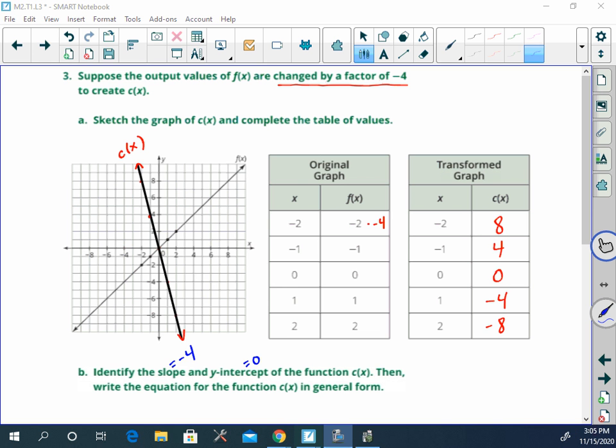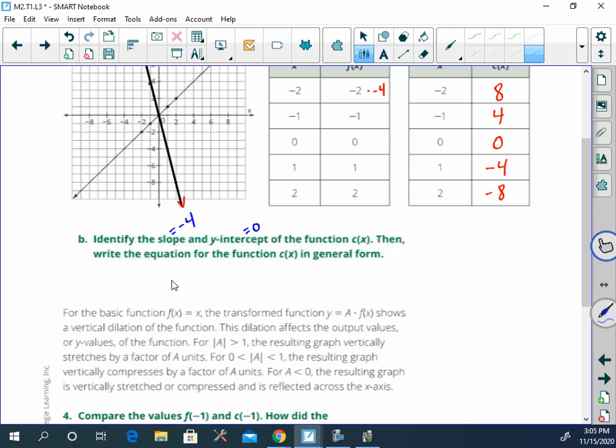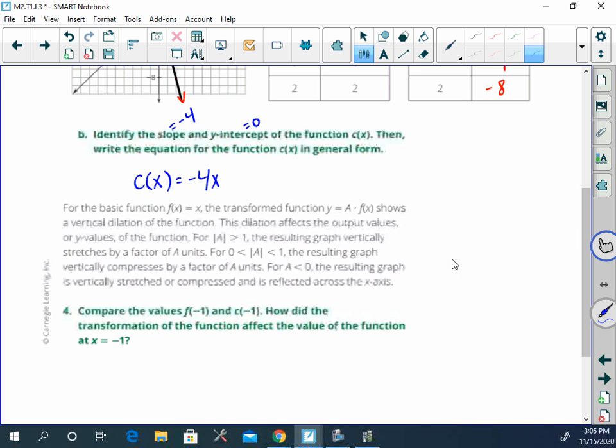All right, then we want to make sure we can write our equation. So we should be getting good at writing these equations here. This one's C of x equals, and then it's just -4x plus 0 if you want it there. Okay, and then what this is saying is if we're multiplying the front by something here, what it's going to do is a vertical dilation, okay?